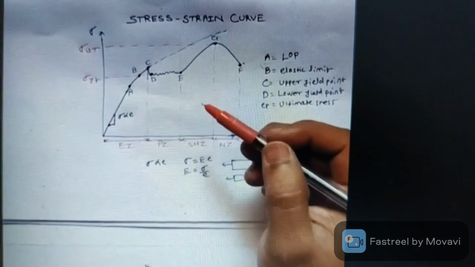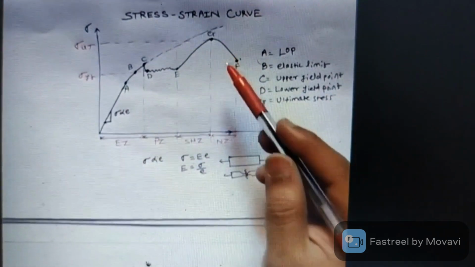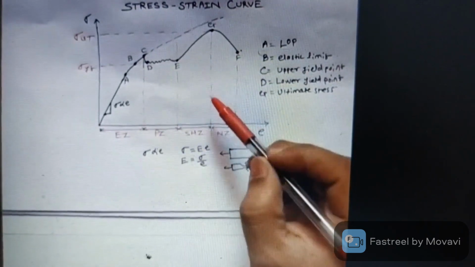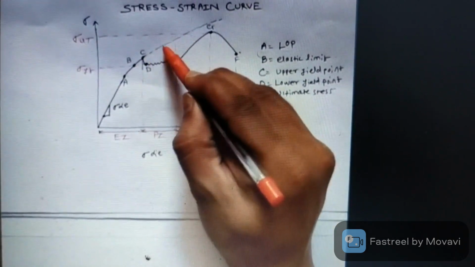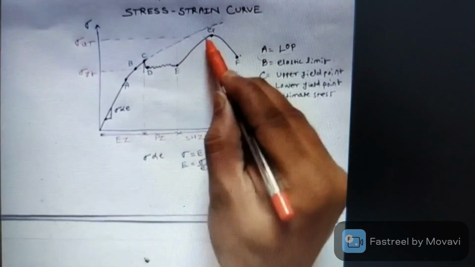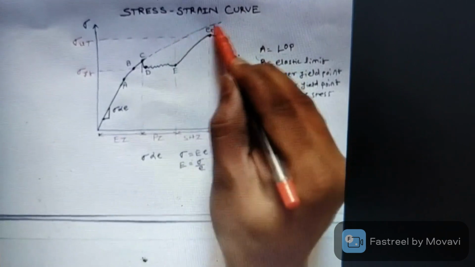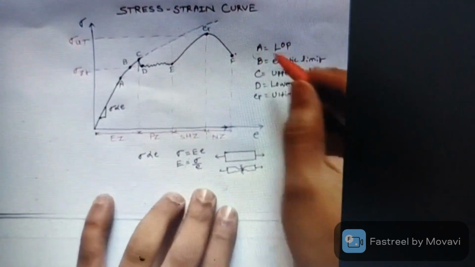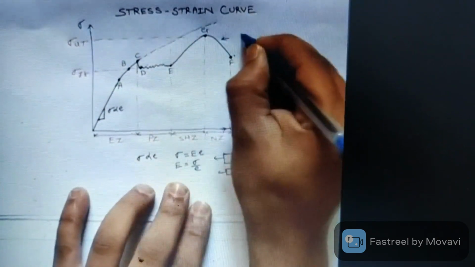Okay, so this curve is very important, and the zones are also very important. Now if you observe, I have drawn another curve which is like this. It is not following this curve, but it is going straight away like this. Now the curve which we have drawn here is our engineering curve.